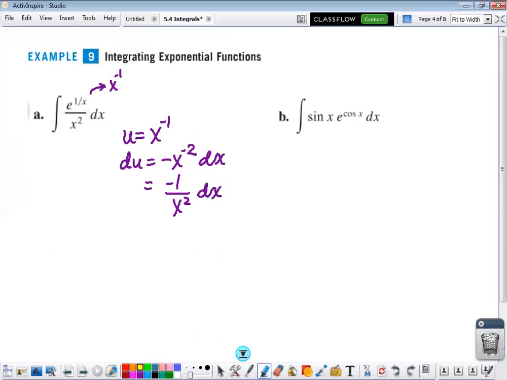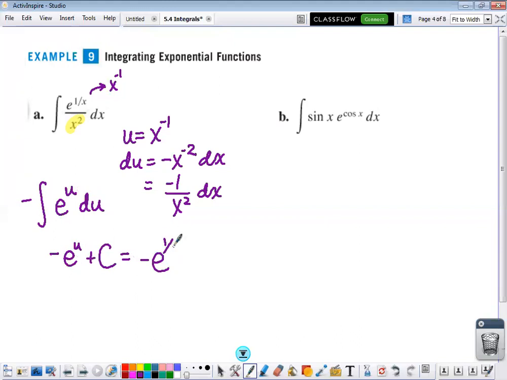So we see we have that x squared in the bottom. All we're missing is the negative 1. So we can put a negative in front of our integral symbol, and then this just becomes simply e to the u du. Okay, so it's negative e to the u plus c. And of course, we go back and substitute what our u was. You can leave it x to the negative 1, or if you want to go ahead and rewrite it as 1 over x, you can.